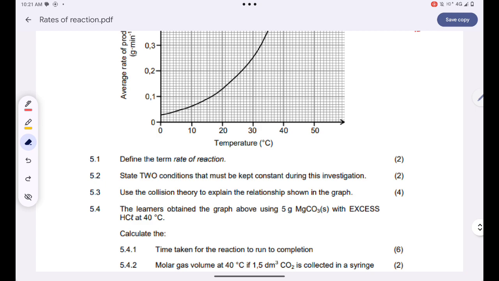Now they want me to calculate the time taken for the reaction to run to completion.